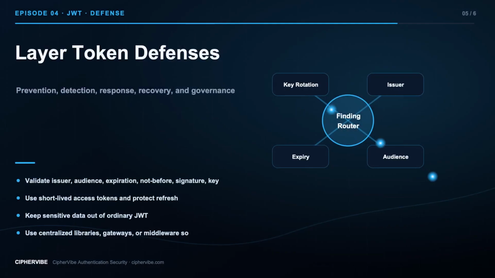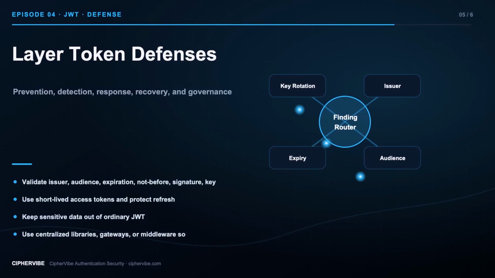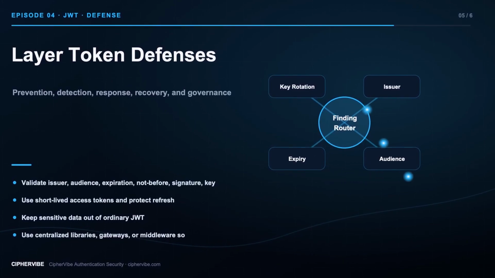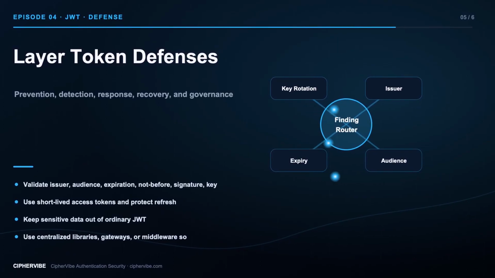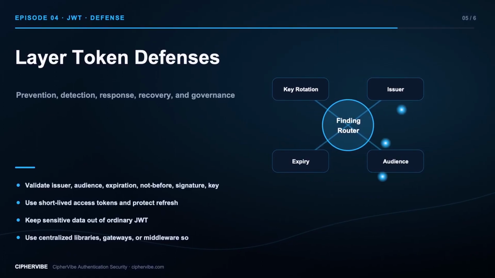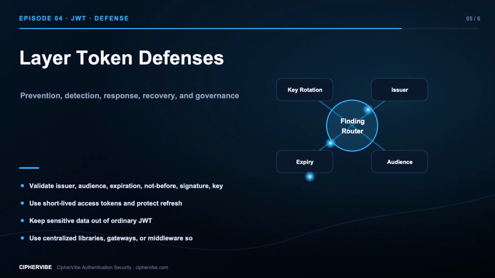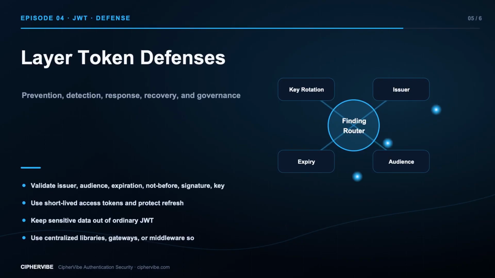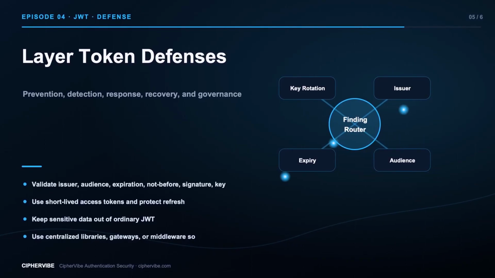Reliable security uses layers because no single control can prevent every failure. First, validate issuer, audience, expiration, not before, signature, key ID, algorithm, token type, and required claims on every trusted boundary. Second, use short-lived access tokens and protect refresh tokens with rotation, secure storage, replay detection, and revocation.